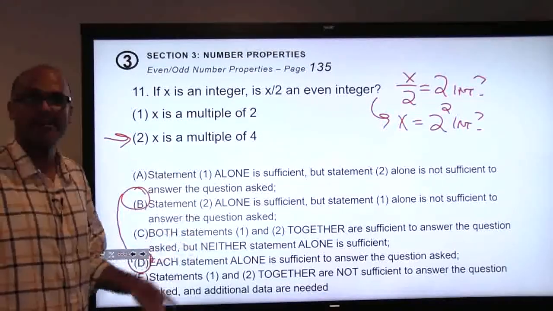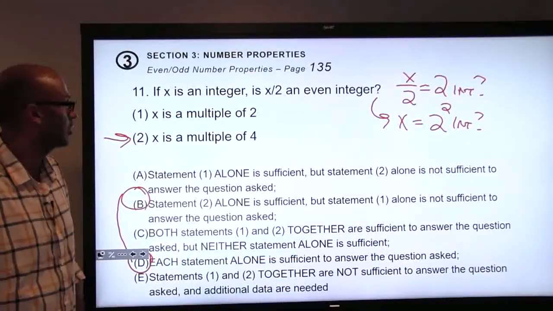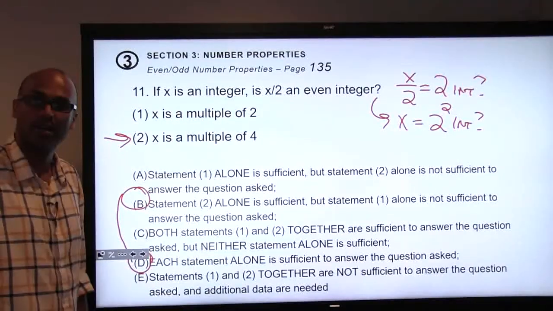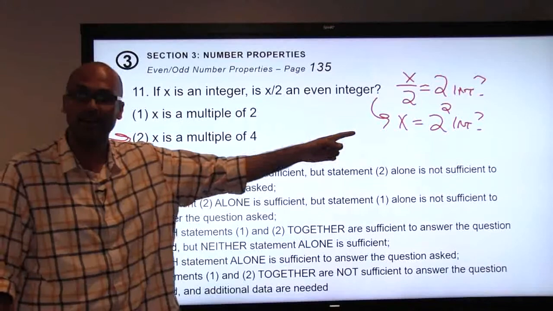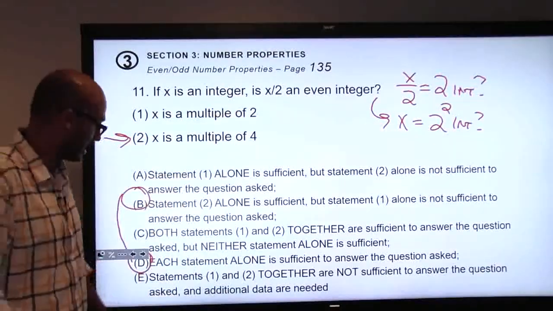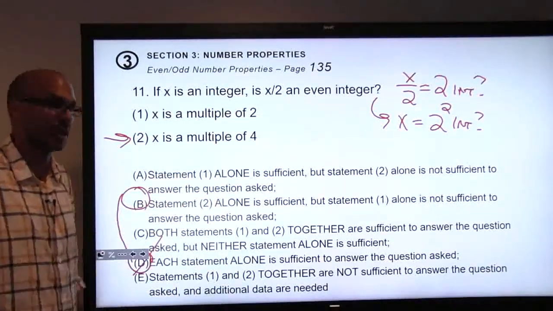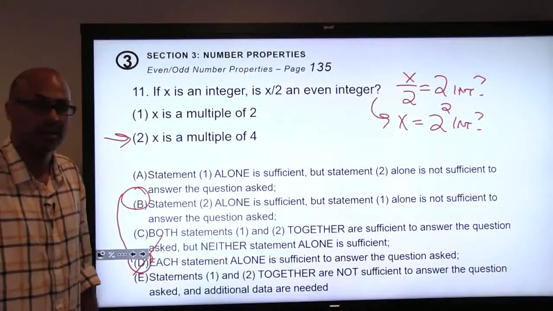And then, of course, now I just look back at statement number 1. I'm like, wait, you're telling me it's a multiple of 2, just one 2. I want to know if there's 2 2s in there. Maybe it's there, maybe it's not. No way, no how is that sufficient. And I'm done with this question.